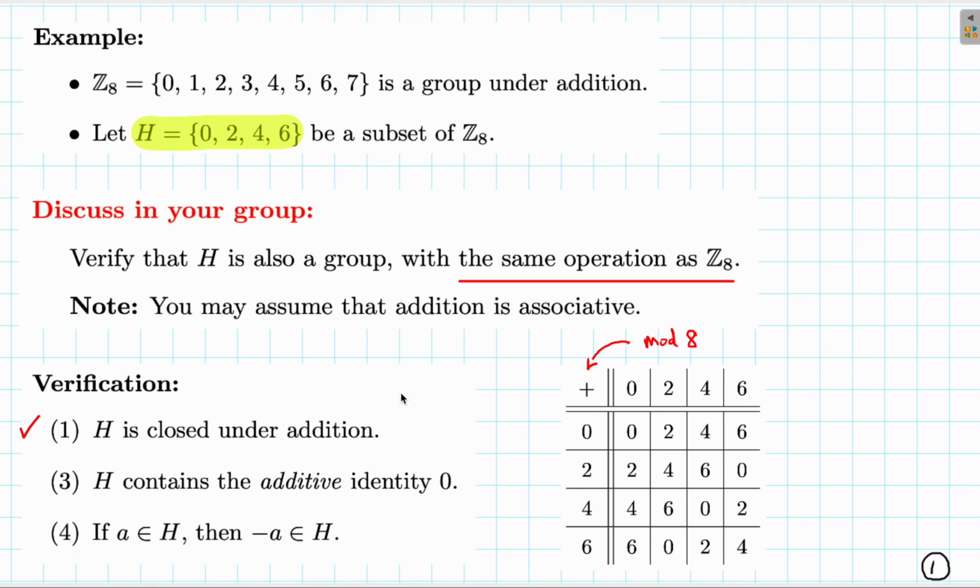H contains the additive identity element. That's right there, the 0 element. And we see that the first row and the first column signify the additive identity. So H contains the 0 element.